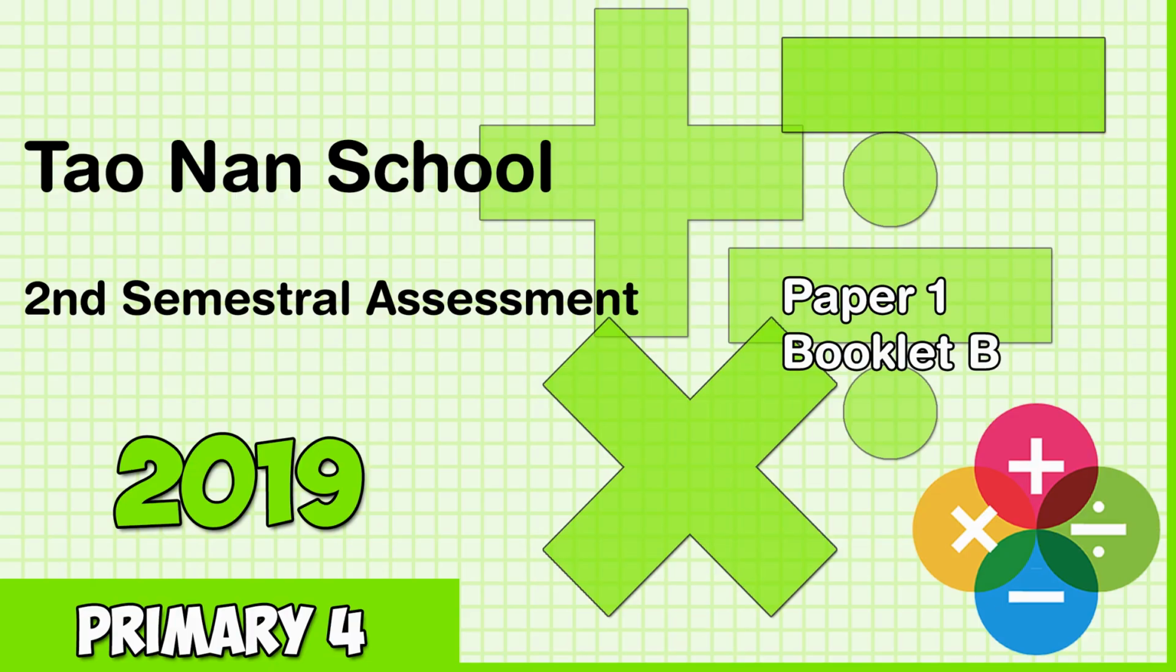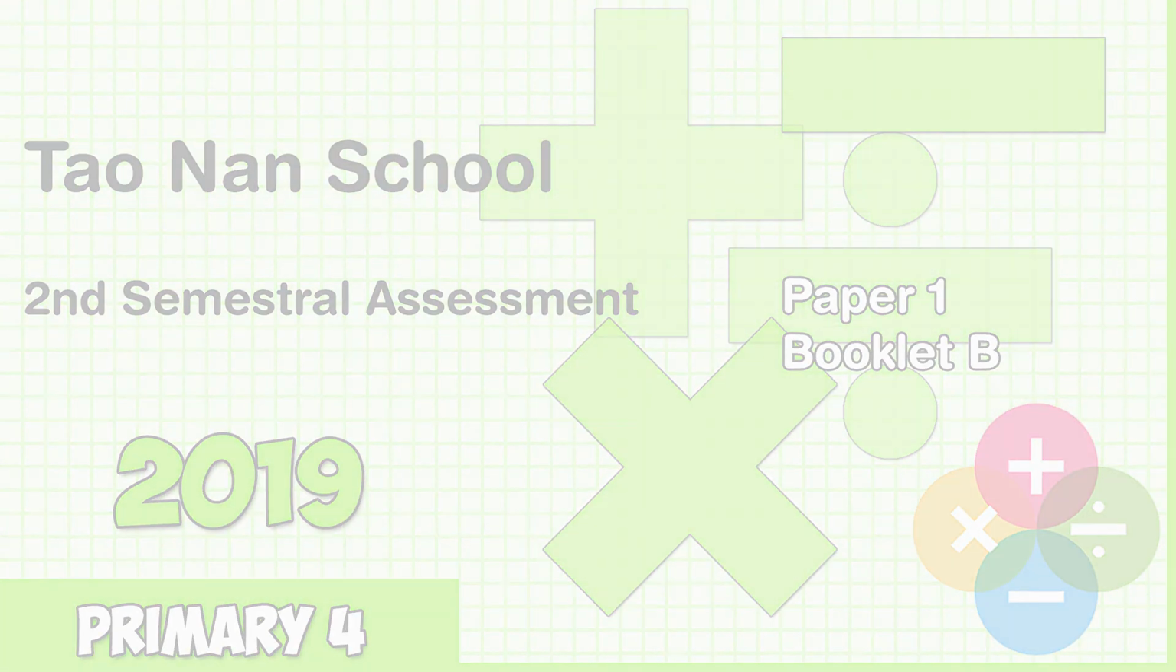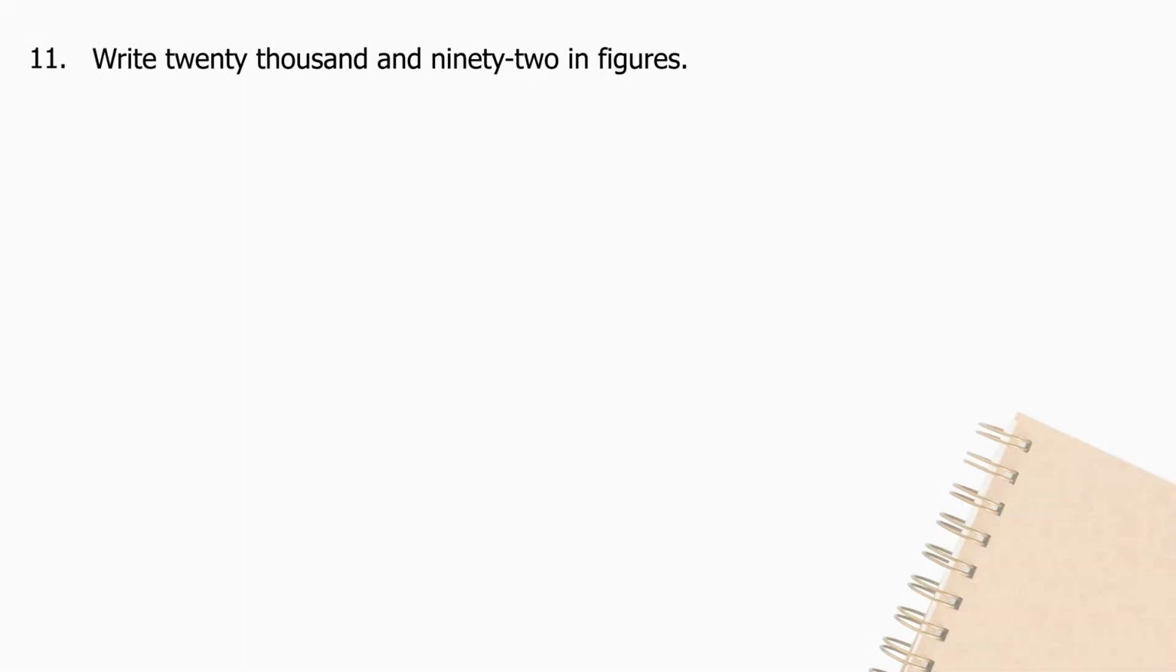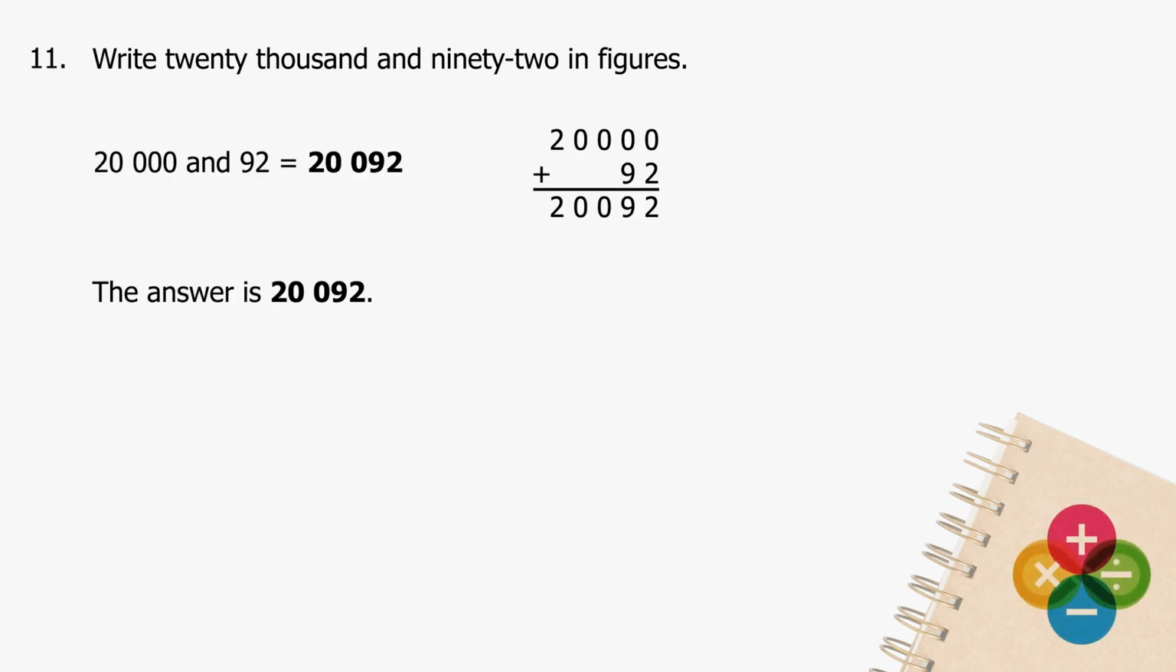Tao Nan School. Second Semestral Assessment 2019. Primary 4 Mathematics. Paper 1 Booklet B. Question 11. Write 20,092 in figures. The answer will be 2, 0, 0, 9, 2.